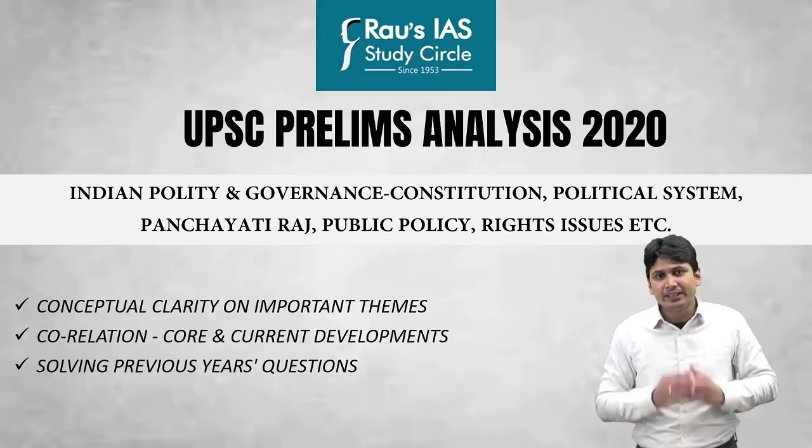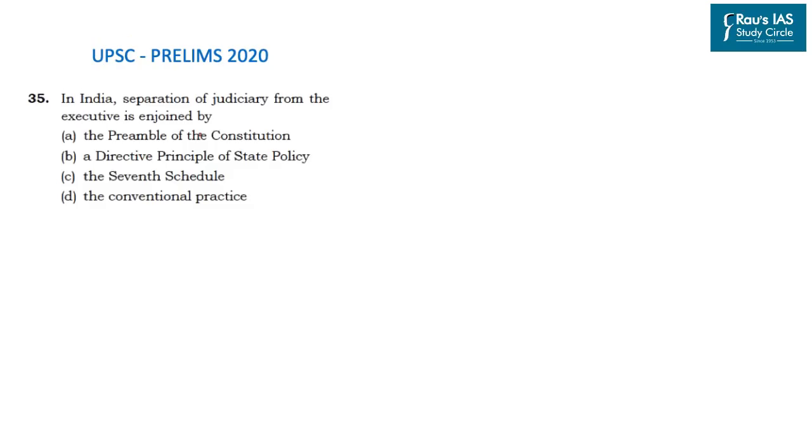Now, as we have already discussed, understanding the mindset of UPSC is very important, because understanding the mindset of UPSC helps us to decipher the question which is being asked. So in this regard, let us take up this particular question which appears as question number 35 in set B. The question reads, in India, separation of judiciary from the executive is enjoined by.